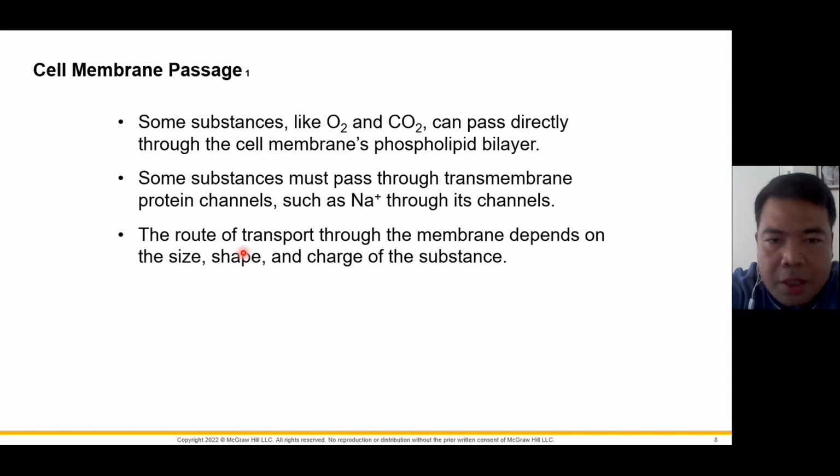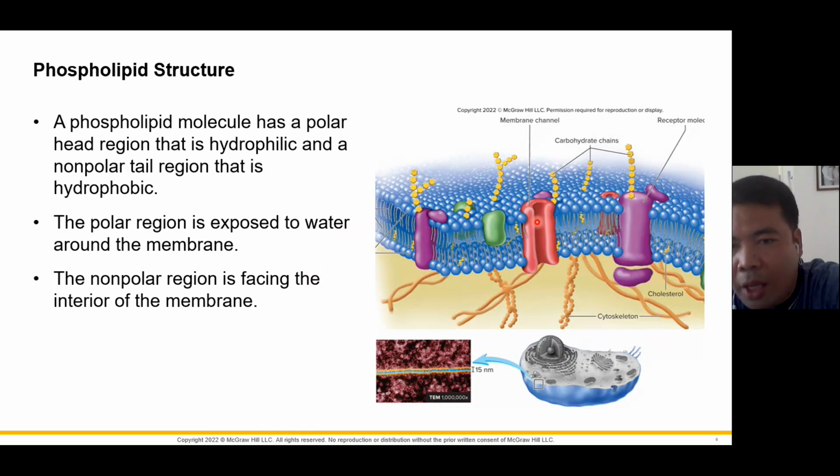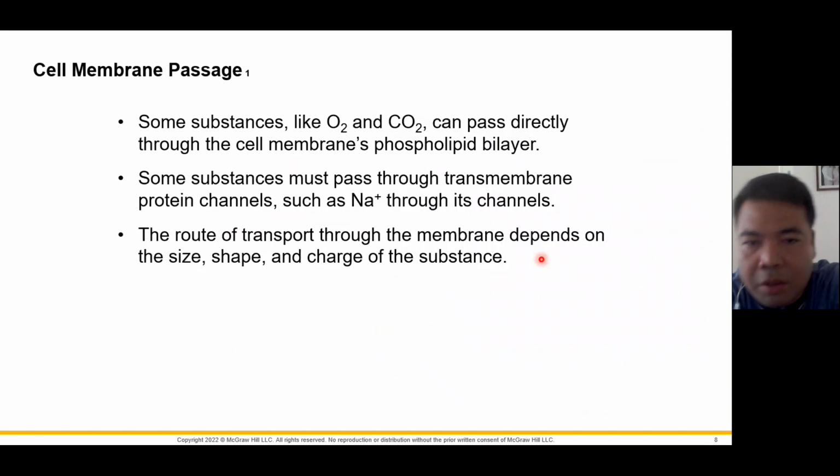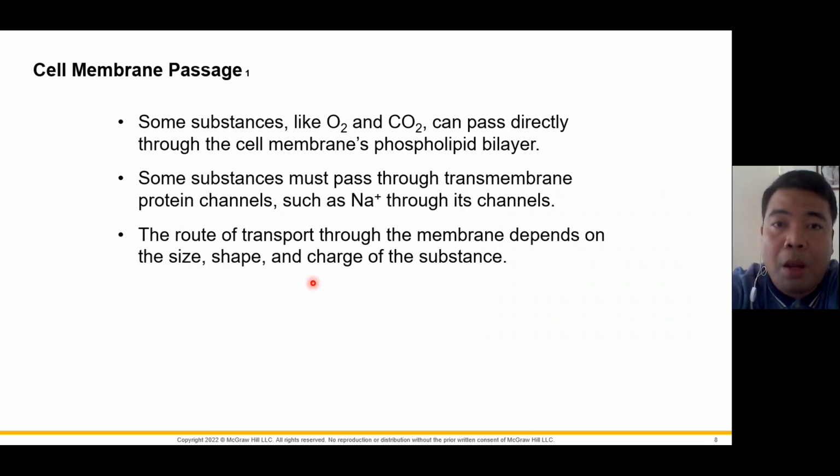Now, the route of transport through the membrane depends on the size, shape, and charge of the substance. Meaning, the way a substance will be transported across the membrane depends on three factors: the size, the shape, and the charge of the substance. And when we say charge of the substance, it is either a positive charge or a negative charge. Like, for example, in the case of sodium, it is positively charged.